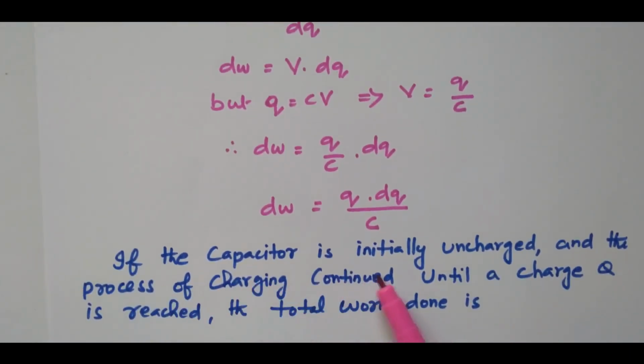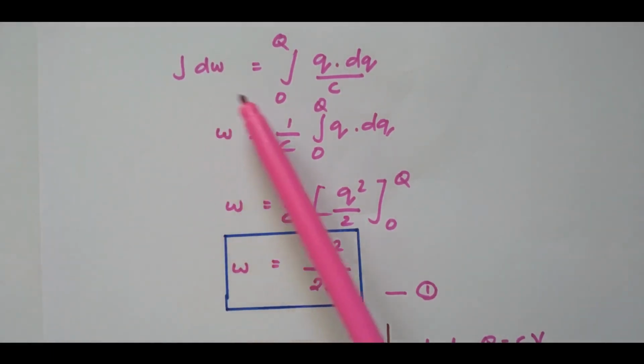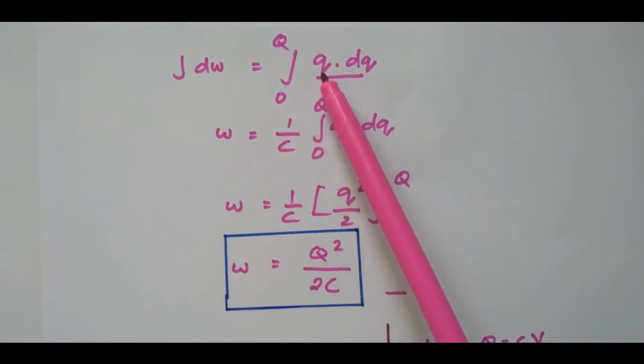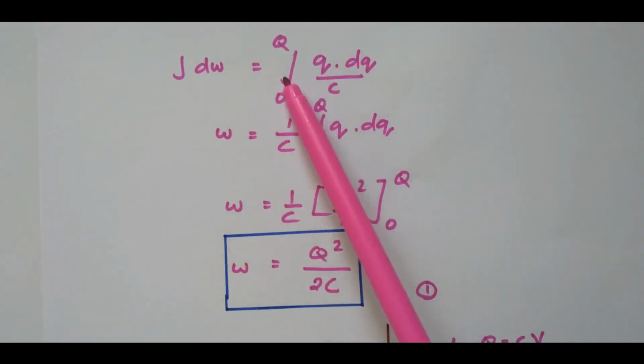If the capacitor is initially uncharged and the process of charging continues until the charge Q is reached, that is, the capacitor is charged from 0 to Q. Then the total work done, we can find by integrating both sides with the limit 0 to Q. Now see this: integral dW equal to integral 0 to Q of Q dQ divided by C.